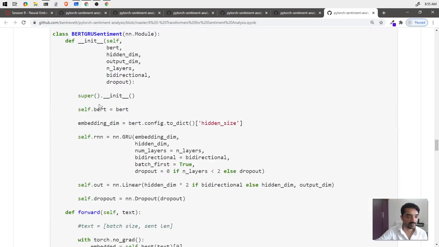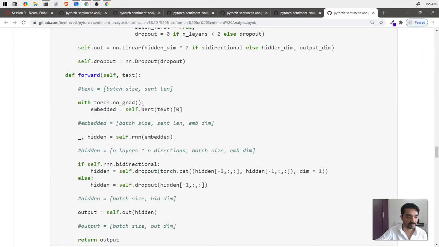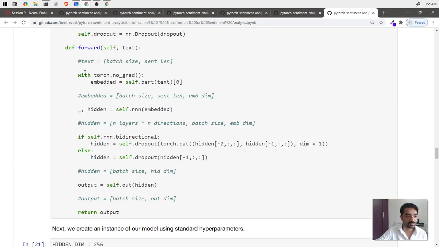Now if you look at the model, we have self.bert equal to BERT, and the forward makes sense. We have embed equal to the BERT output, but we do not want to backpropagate through BERT, because that's going to be expensive. Whatever output we get from embed, we send to an RNN and take the hidden part. And if it is bidirectional, we add the front and back.